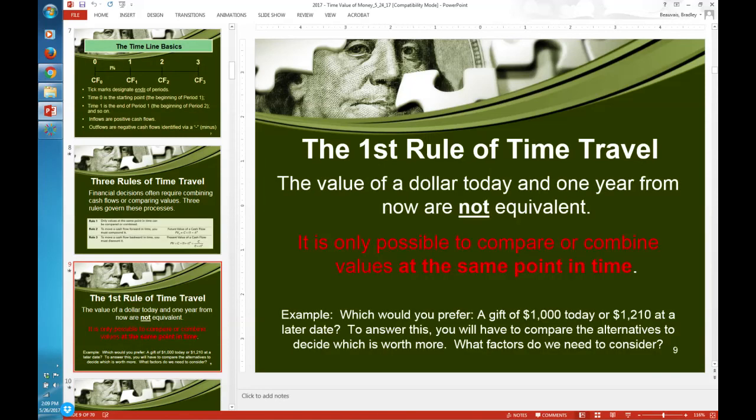So that first rule, again, we can only combine or compare values at the same point in time. An example of this: if I prefer a gift of $1,000 today or $1,210 at a future date, which would I prefer? Without belaboring the point, it really depends on when in the future. Is that tomorrow, or a year from now, 5 years from now, what have you?